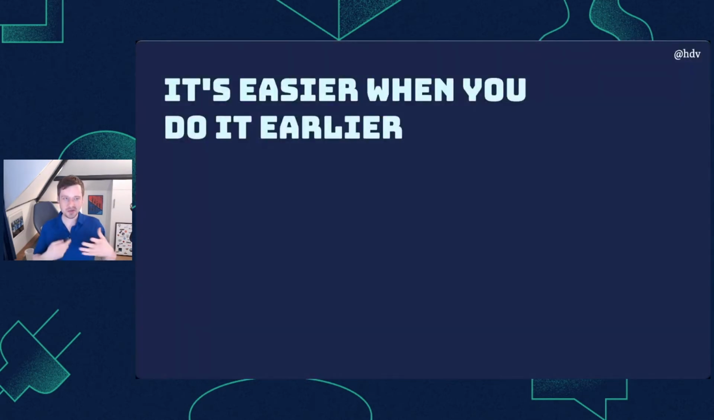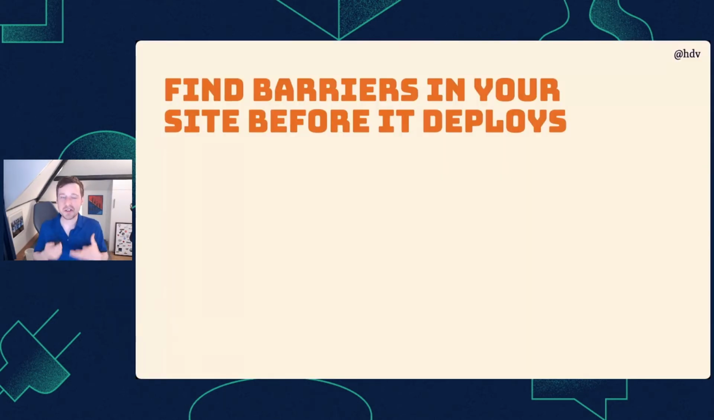Now, I promised to explain why it is easier if you do it earlier. And I think the main reason for that is that you can find barriers in your site before it deploys. And I think that is a really helpful thing, whether it's for yourself or for your clients that you're building a Sanity website for. It's usually quite expensive to find out about accessibility problems after your website launches.